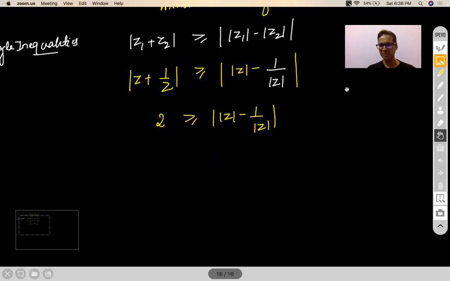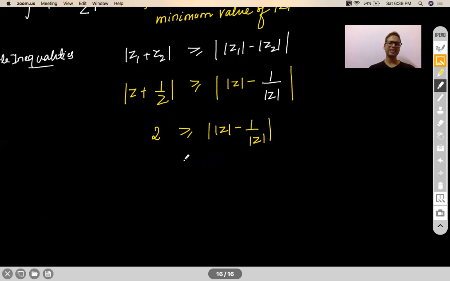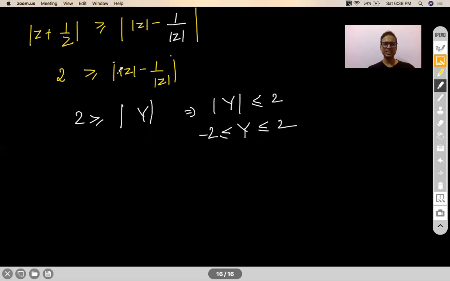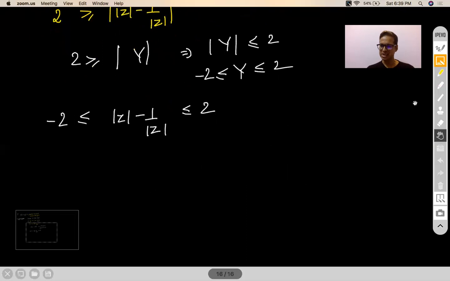Yes or no? Correct. Now, this outside mod is your normal mod that you have seen in your real numbers also. So if somebody says mod of a quantity, let's say y, is less than or equal to 2, what does it mean? It means y lies between minus 2 and 2, correct? Yes or no? Correct. So can I say this is as good as saying mod z minus 1 by z lies between minus 2 and 2? Correct? Is that fine?